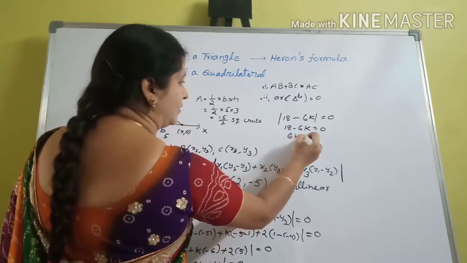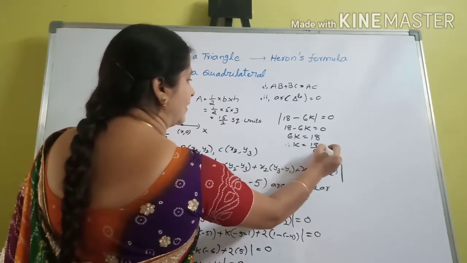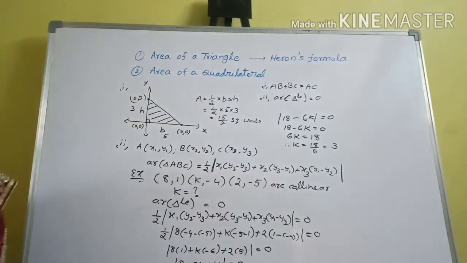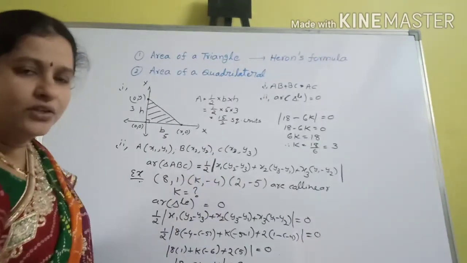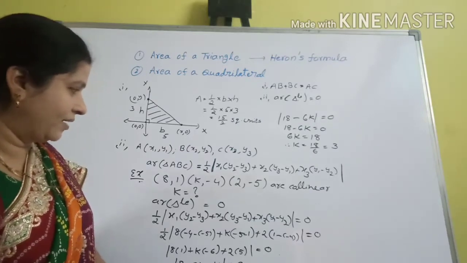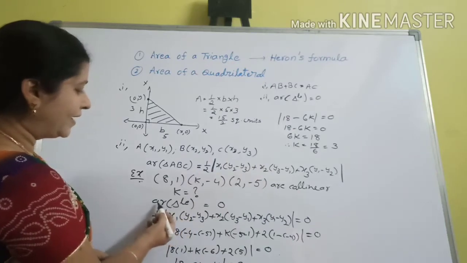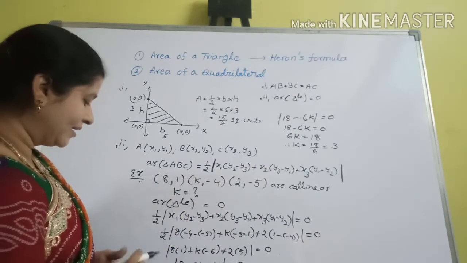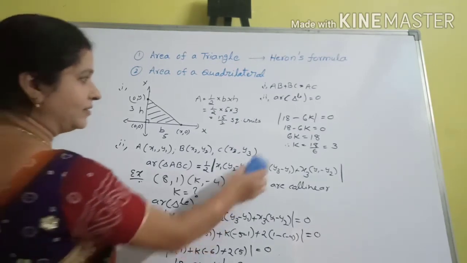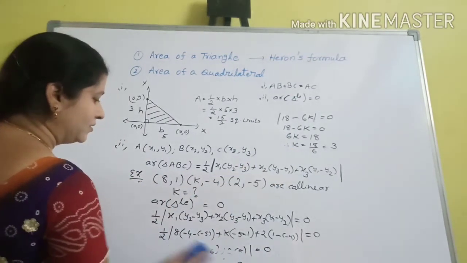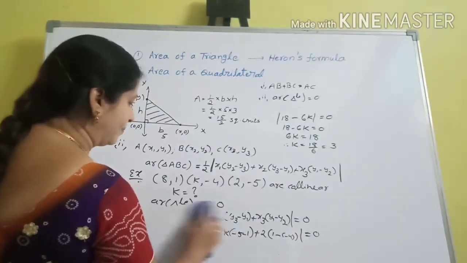So 6k equal to 18. Therefore k value is 18 by 6 equal to 3. K value equal to 3. So by using the area of the triangle formula, you can find the value of k. If 3 points are given collinear, you have to take the area of the triangle equal to 0. By using this formula, you can find the k value. So this is another model to prove the collinear points.